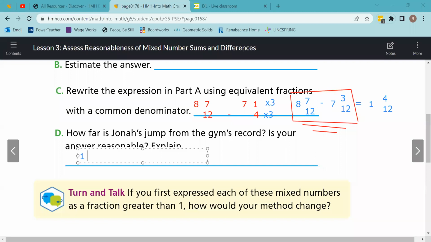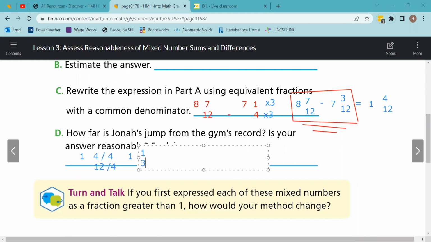Well, he's 1 4/12 of a foot away, which I'm going to write with a slash here because I don't have a beautiful division key. They should make those for math teachers. I would love that. So you have 1 whole and then 4/12. 4 divided by 4 is 1. 12 divided by 4 is 3. So it's 1 1/3. I want to say it's feet. Yep. So 1 1/3 of a foot.